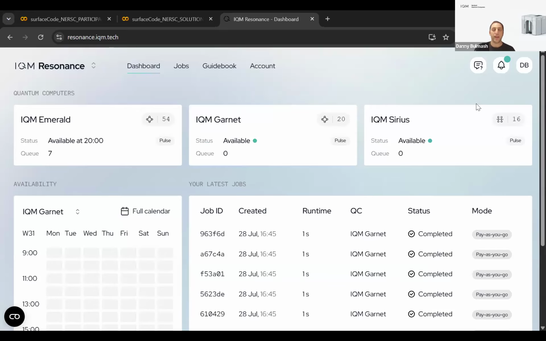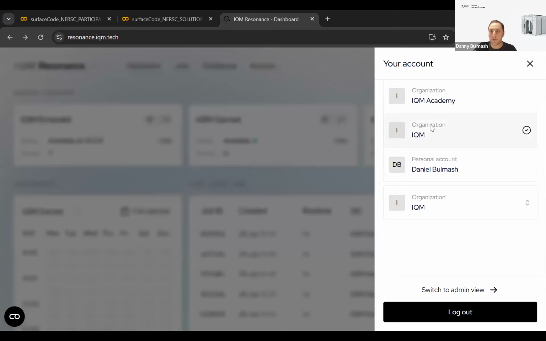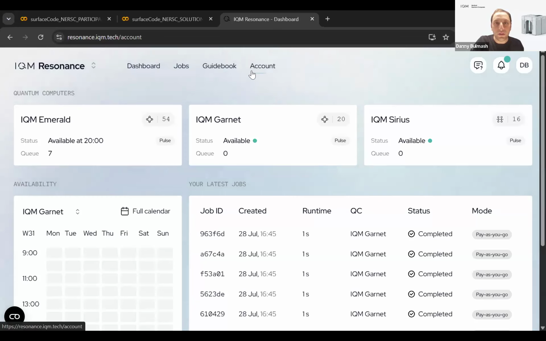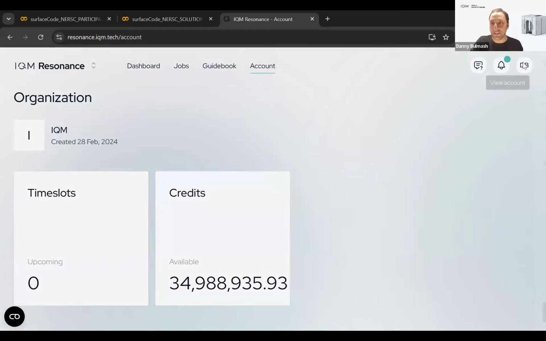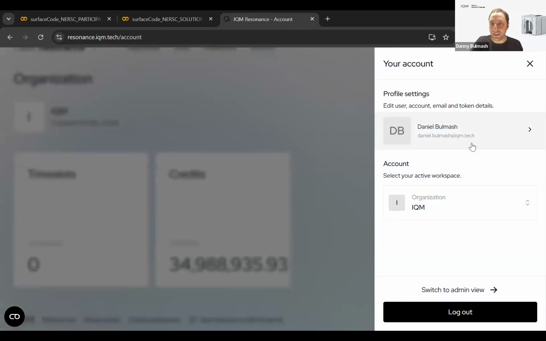Now, the most important thing here is that if you want to run something on the quantum computer, you're going to need an API token. To get your API token, all you have to do is click your initials at the top right here, and then click on your organization. Wait, where did this go? Where did the tokens go? I think something has changed on the website since the last time I looked at it. That is peculiar. My apologies, this is slightly embarrassing.